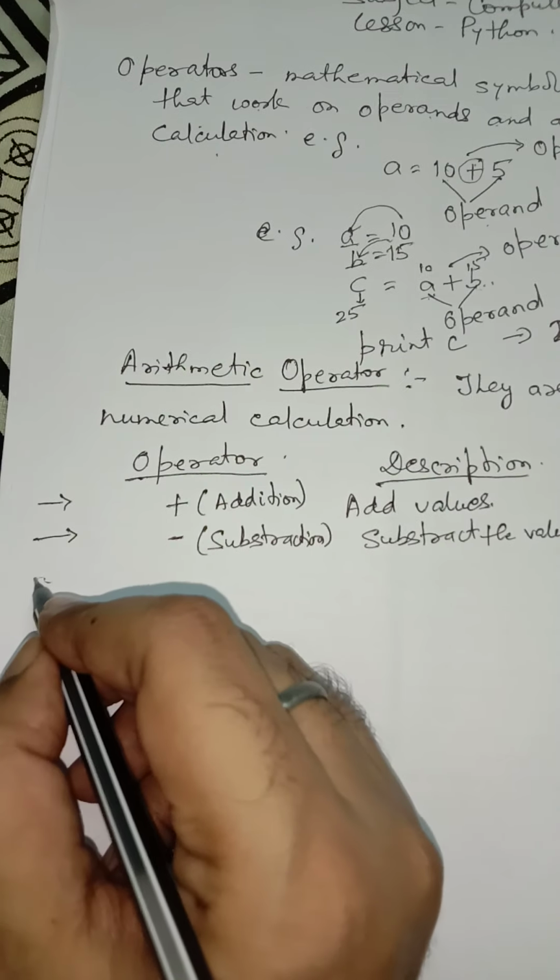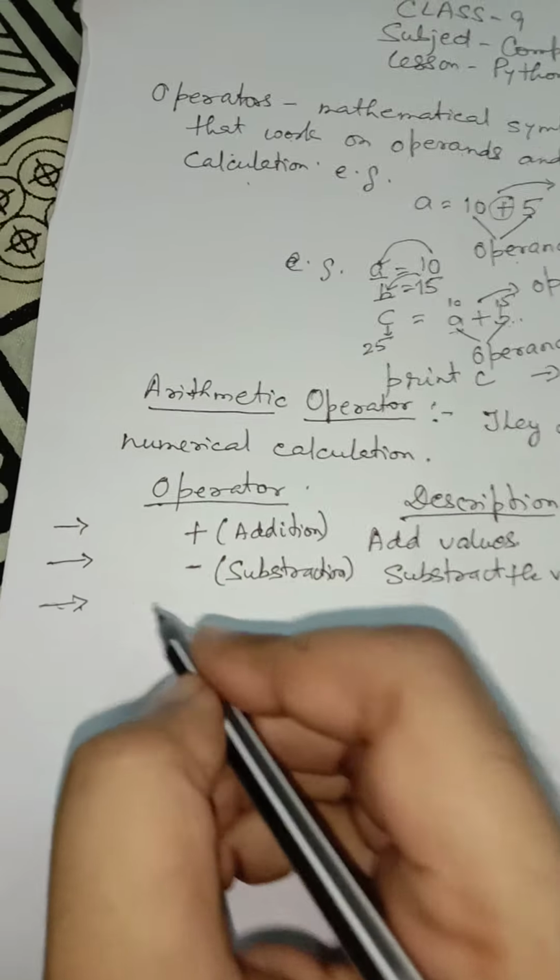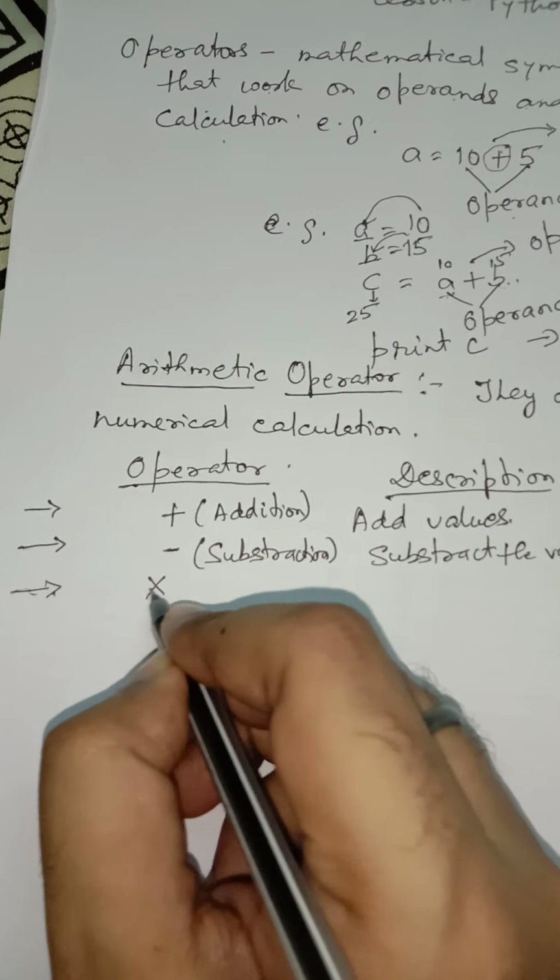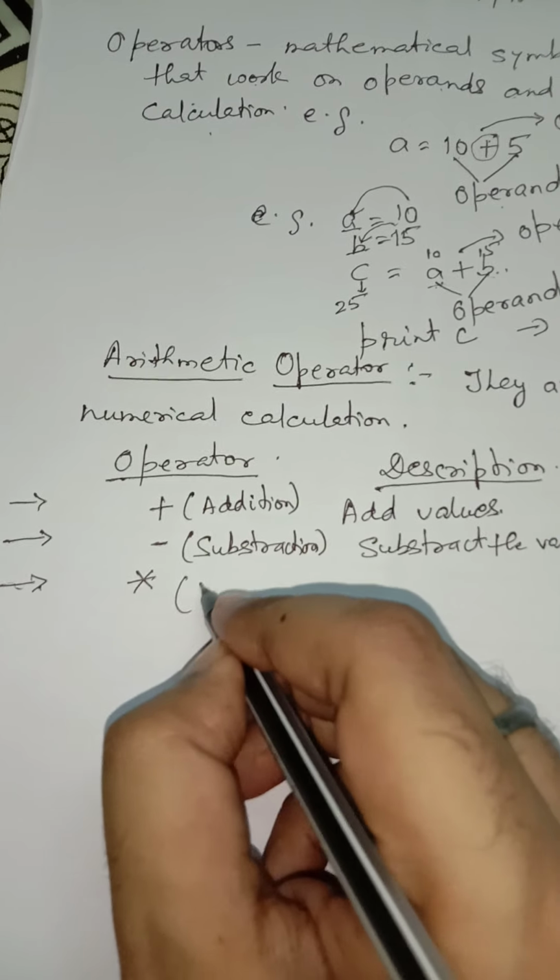Now the third arithmetic operator that we have is multiplication.